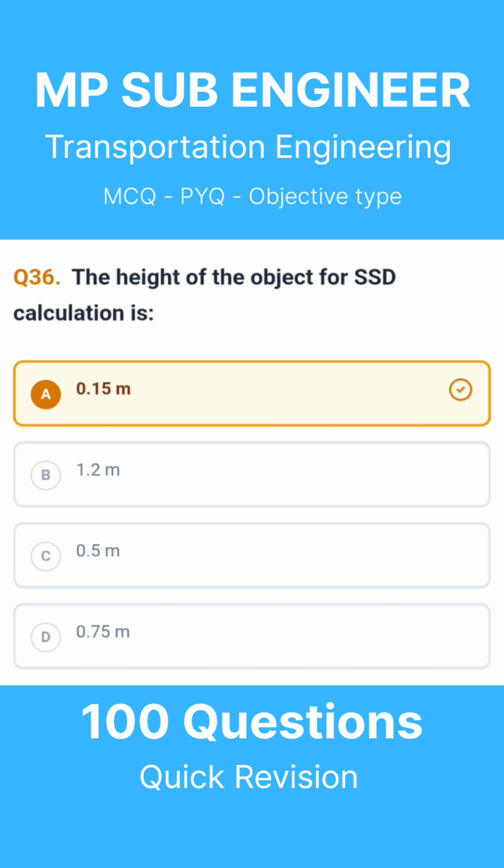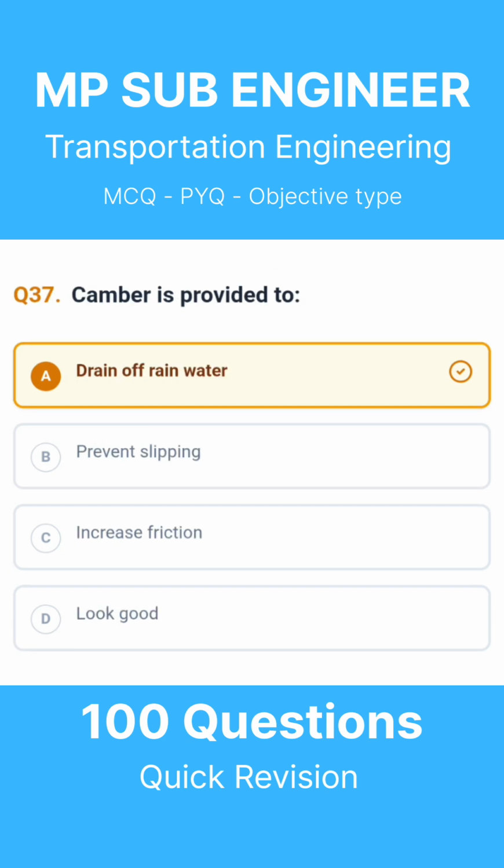Question 36. The height of the object for SSD calculation is. The correct answer is 0.15 meters. Question 37. Camber is provided to. The correct answer is drain off rainwater.